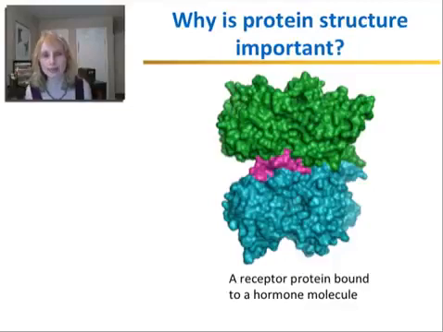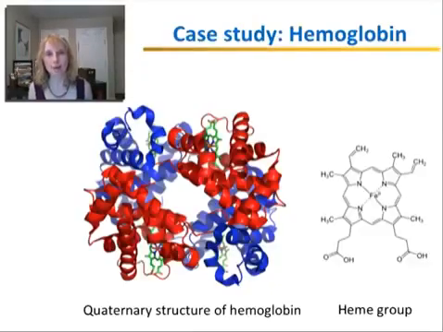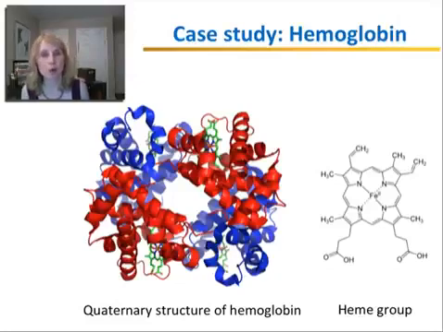Now here's another example of protein structure and function, and this deals with the protein hemoglobin, which is found in your red blood cells, and it transports oxygen throughout your body. Hemoglobin is an example of a protein that has quaternary structure. It is made up of more than one polypeptide. In this case, it is actually made up of 4 polypeptides, 1, 2, 3, 4.